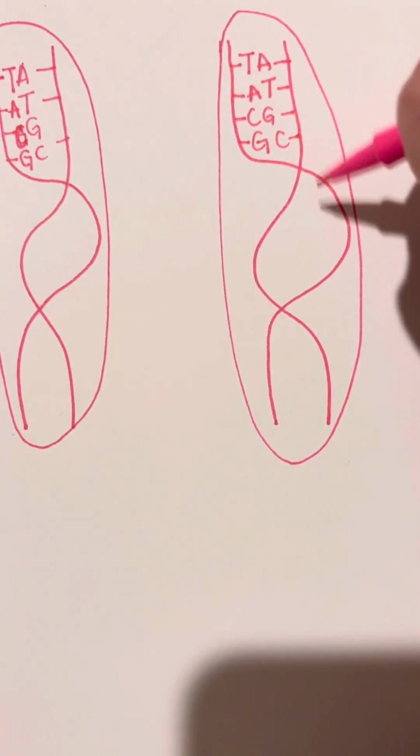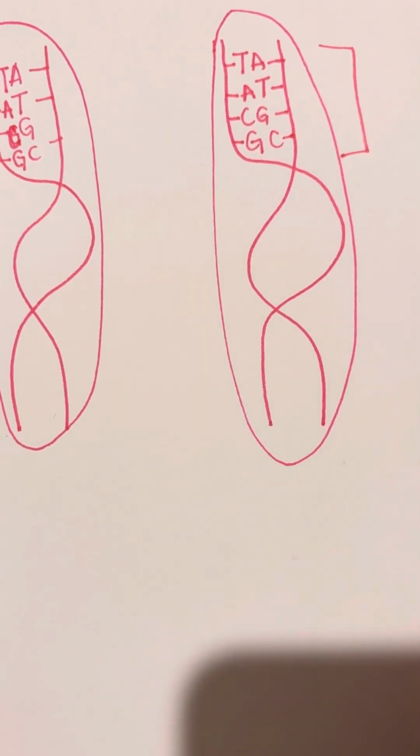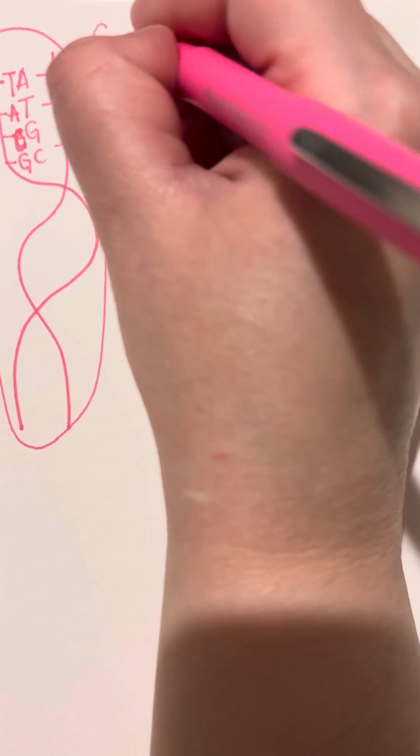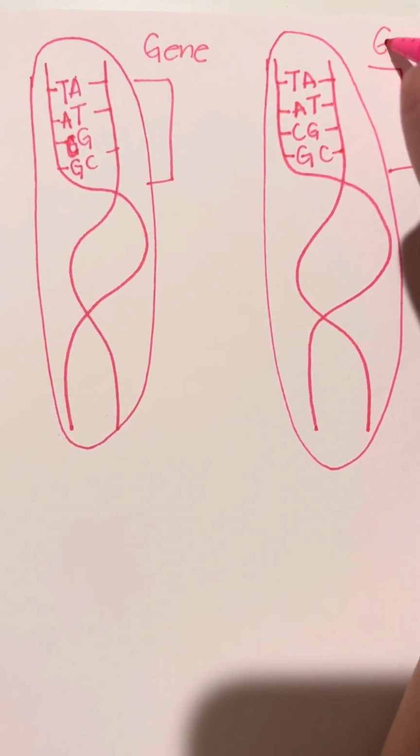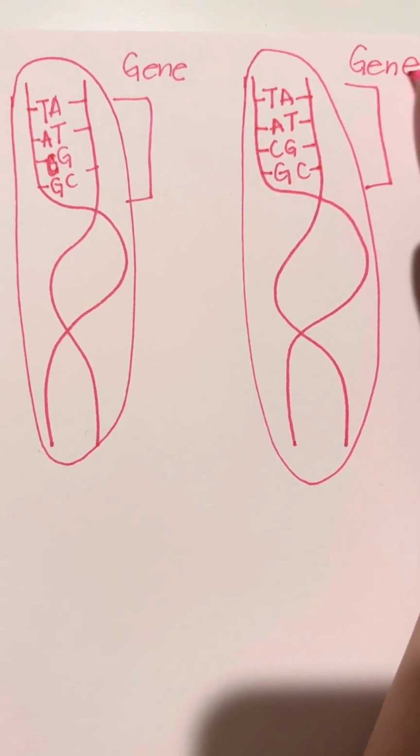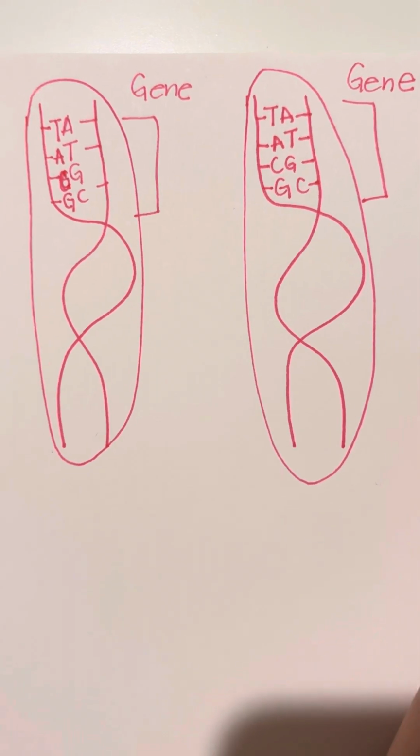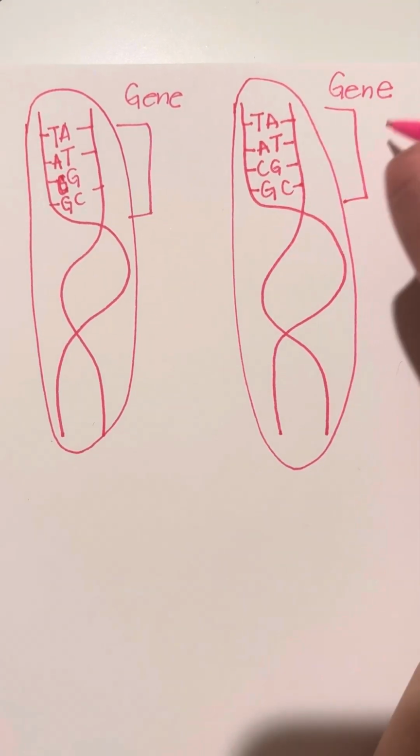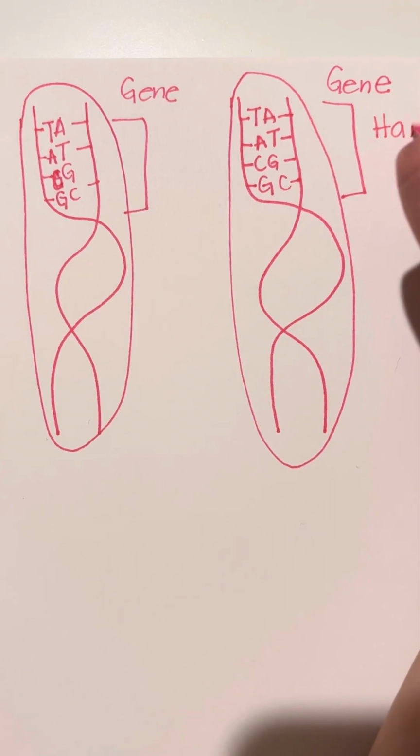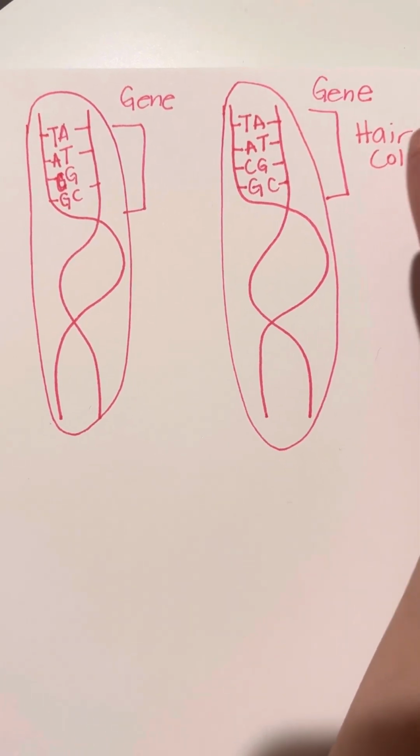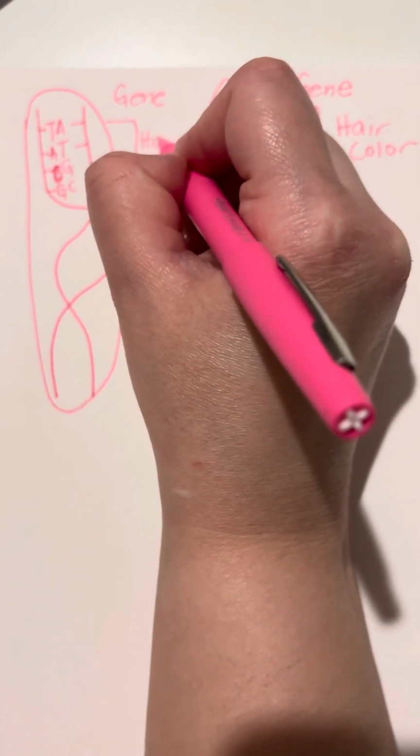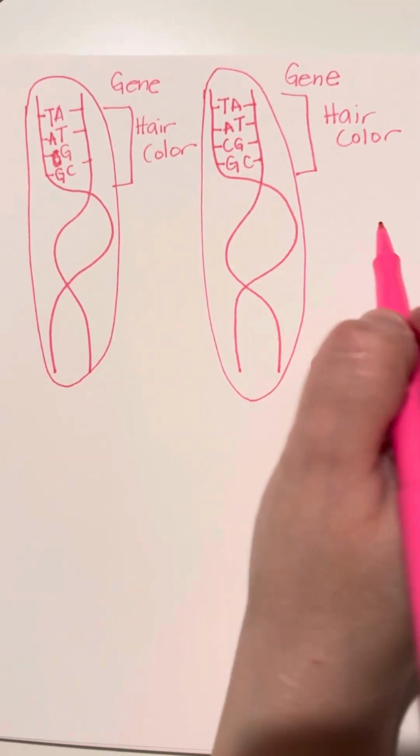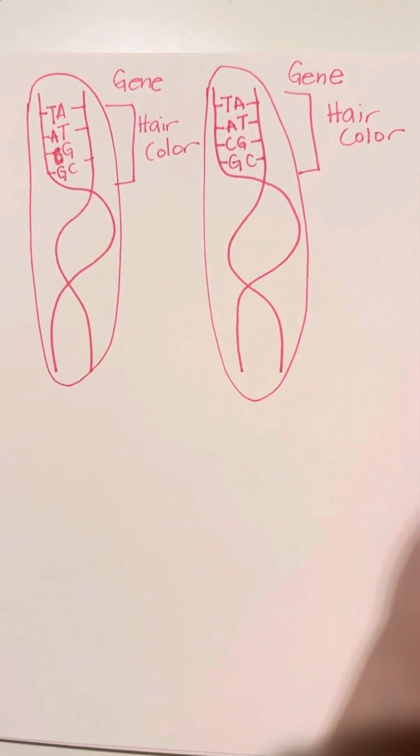Now, a section of the DNA is called a gene. This is called a gene. This is a gene. This is a gene. Now genes code for traits. Let's say, I'm just going to give an example, this gene right here codes for hair color. So this one would also code for hair color. Now, one I get from mom, one I get from dad.